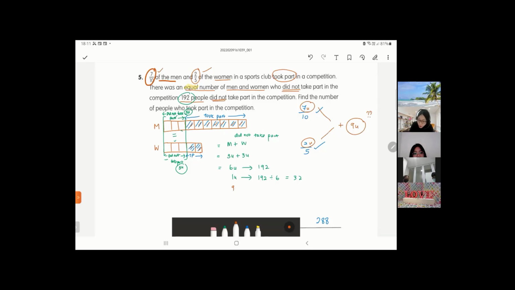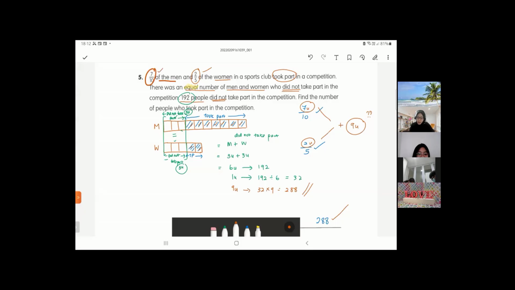Another way is that, or you can count, like just now. So 32 times 9 equals 288. Answer. Correct, Anas. Very good. Okay. I think this is another method.